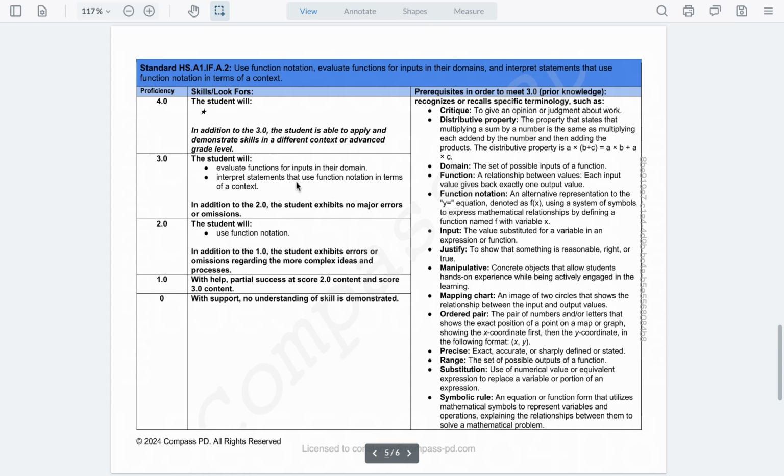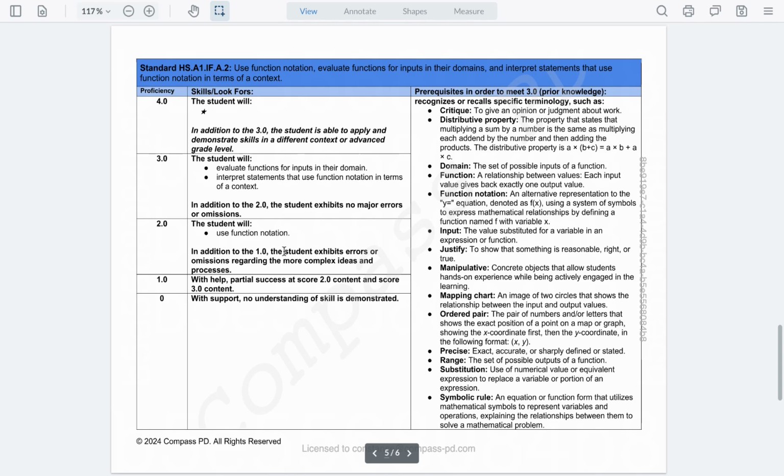This is going to help us to identify where do we need to help our students in an intervention. Maybe we need to pull a small group during intervention time to interpret statements that use function notation in terms of context. And then once we've got all of our students doing all of the things, then they're at a level 3, which helps us to know, when do we need to present some extensions for our students? When can we help them go beyond what our proficiency scale is?